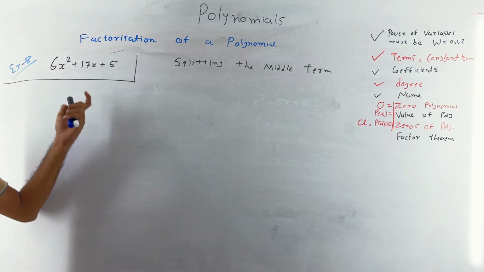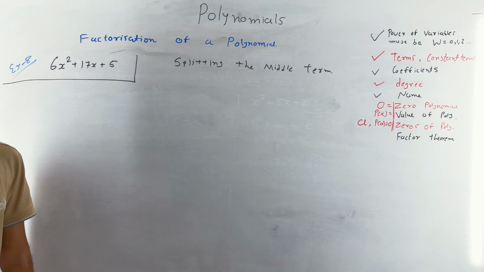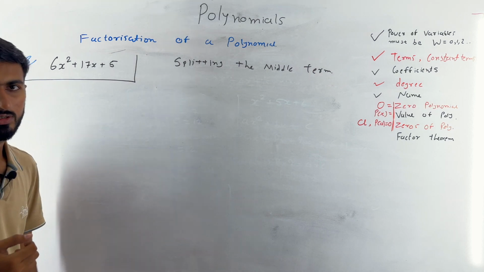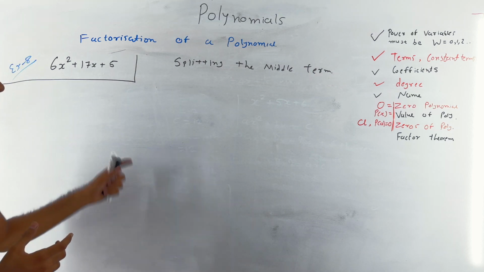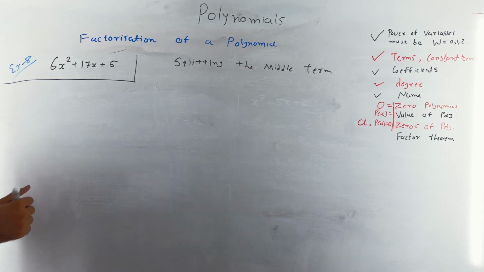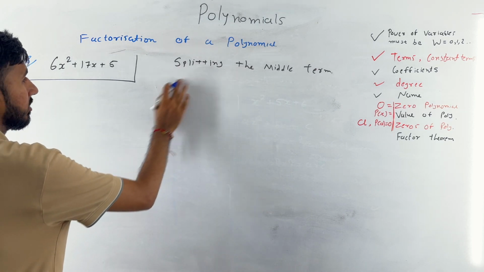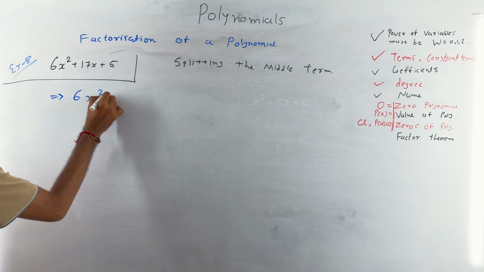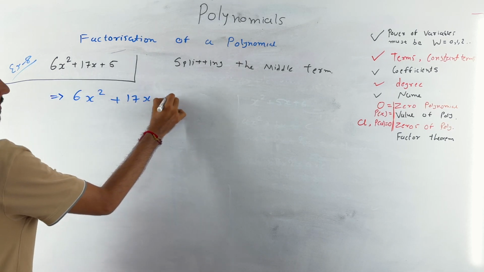Now for this question we will do splitting the middle term. See why we need to learn the splitting the middle term method. You will get it when we do factorization of this polynomial by factor theorem. Then you will understand why this method is very necessary for us. Now here I have 6x square plus 17x plus 5.